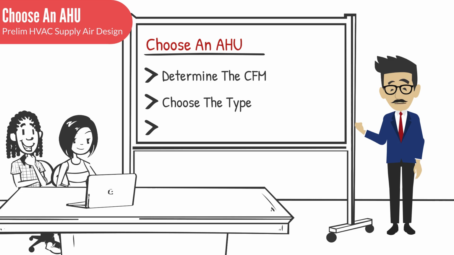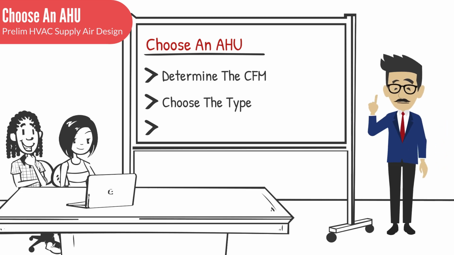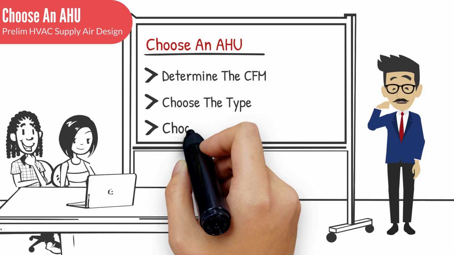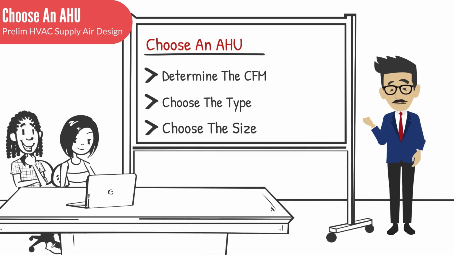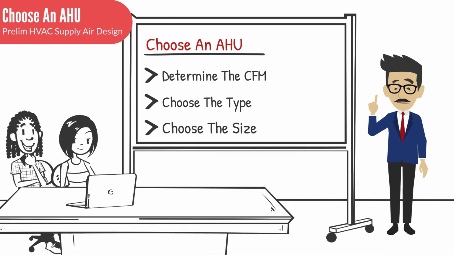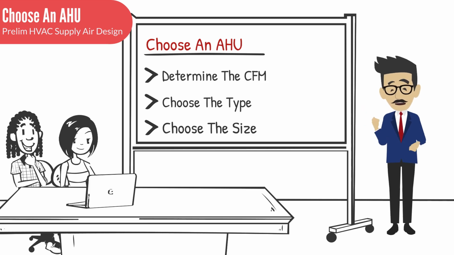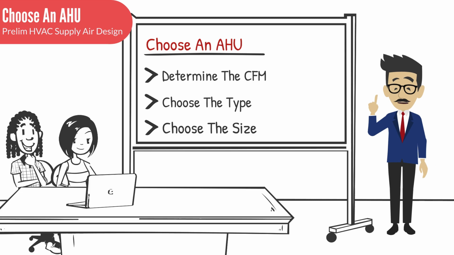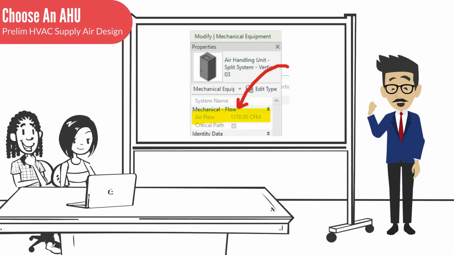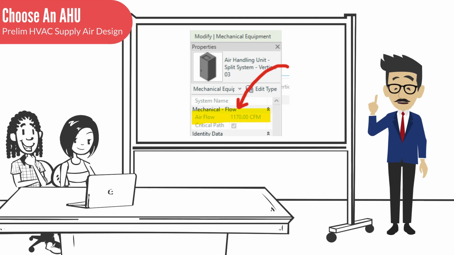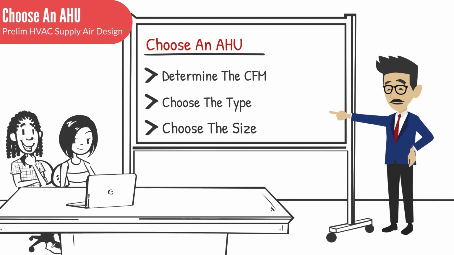And here we finally get to choose the size. In this case, we need to choose an AHU that has a CFM loaded into its parameters that is equal to or a bit higher than what we actually need. This is simply a matter of going to Revit and looking in the properties box for each size of AHU until we find the right size. You'll find the CFM under the property set called mechanical flow, as shown in this example of a 3-ton vertical split system.